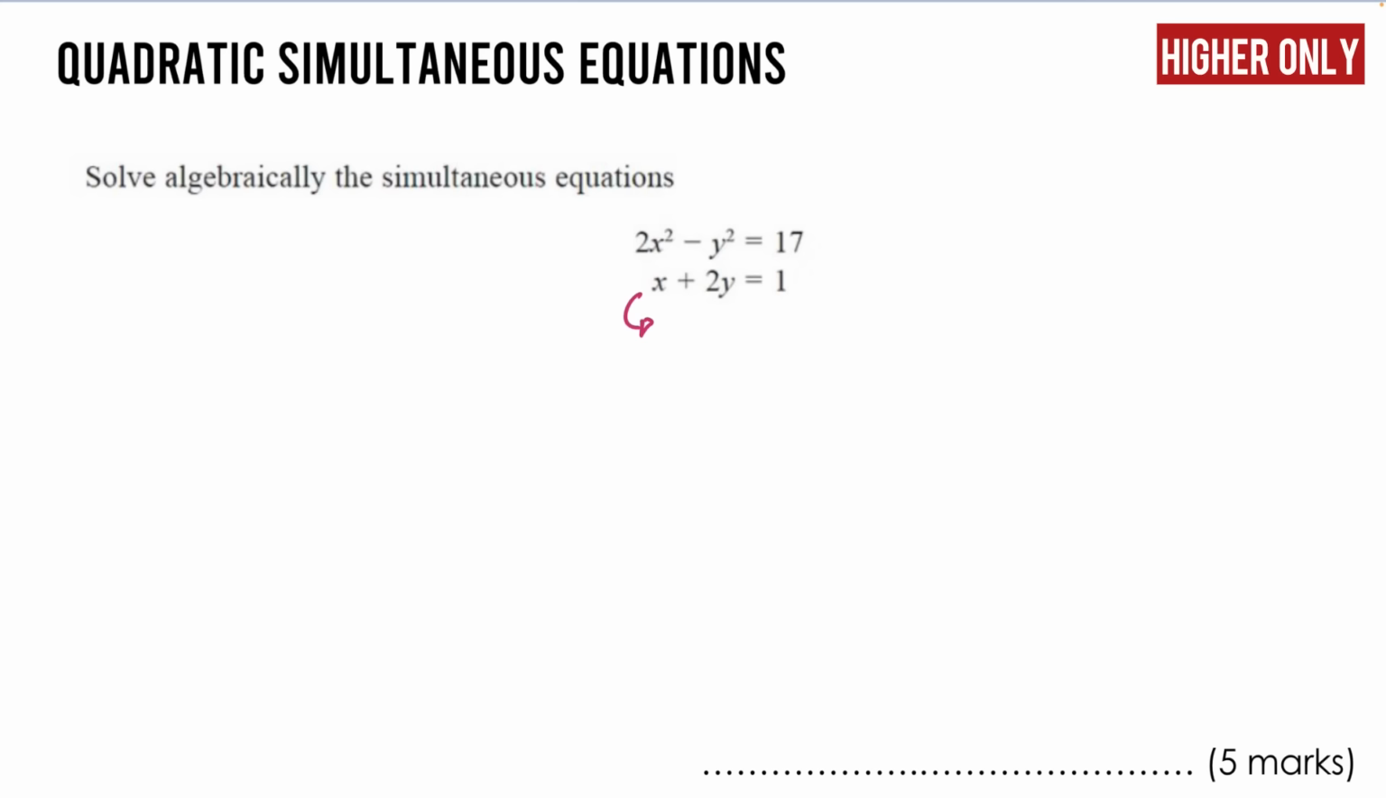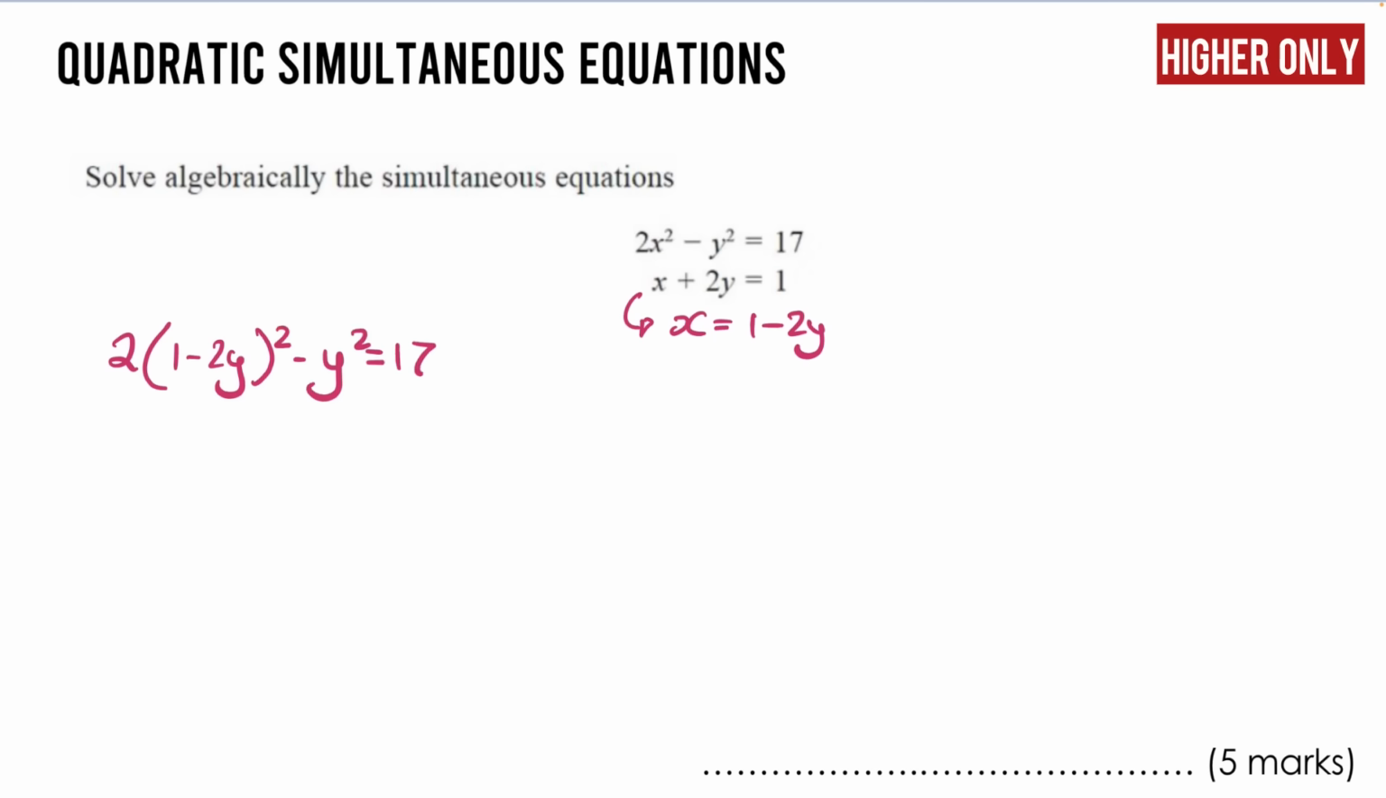Now here it is easier to minus the 2y from both sides, which gives us x is equal to 1 minus 2y. We can then put it in the place of where the x is. Just be careful here because we do have 2x squared, so it would be 2 lots of 1 minus 2y squared minus y squared is equal to 17.